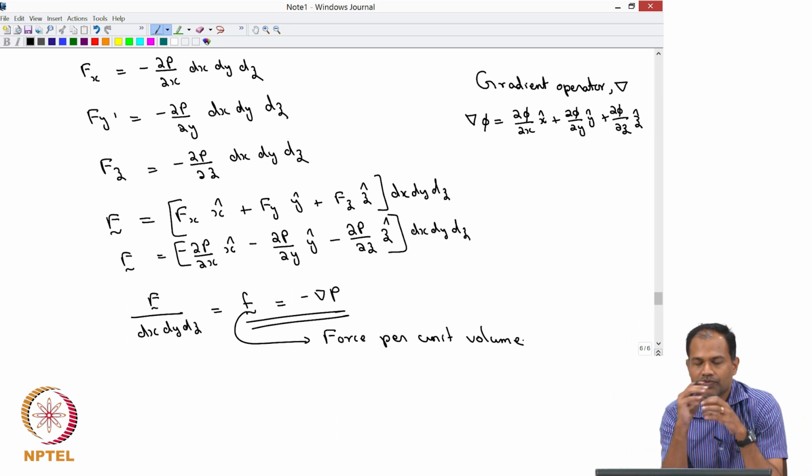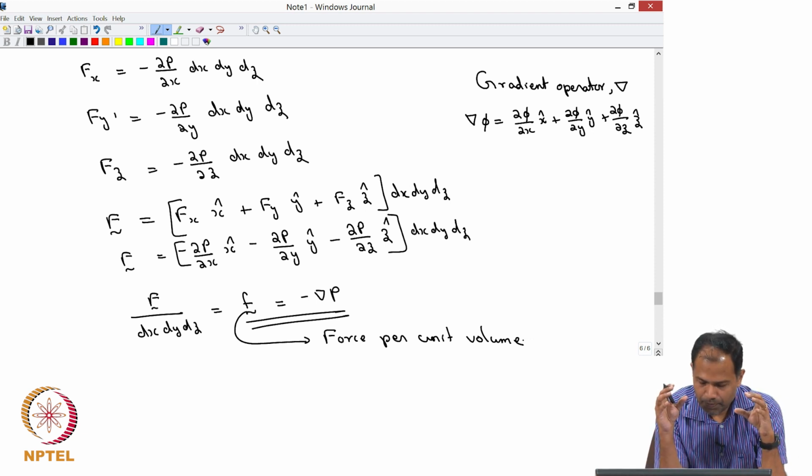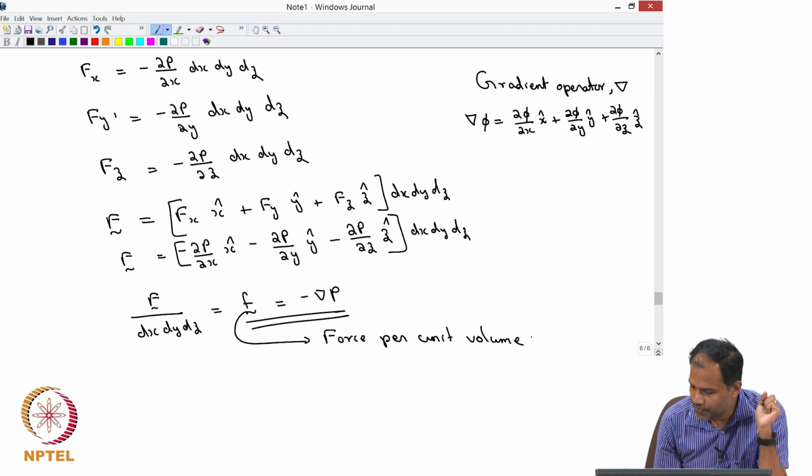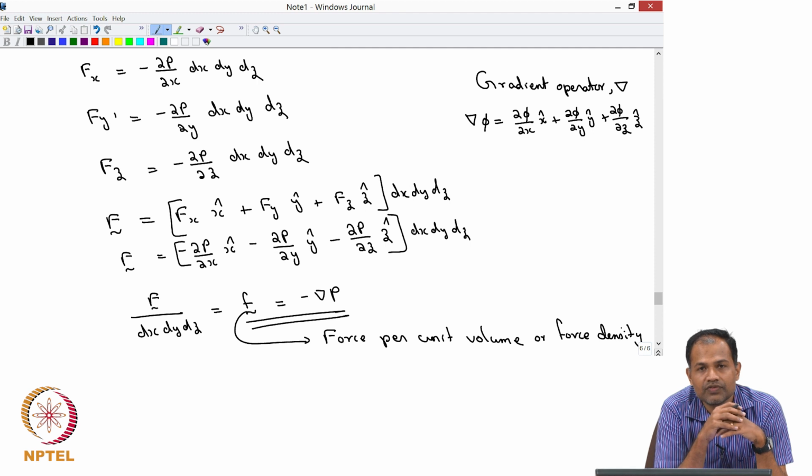Okay. So, in other words, what we have said so far is that pressure gradient, okay, differences in pressure leads to a force, or more precisely, gradient in pressure gives rise to a force density. So, force per unit volume or force density. You have shown now that gradient in pressure gives rise to a force density on the fluid element. Okay.